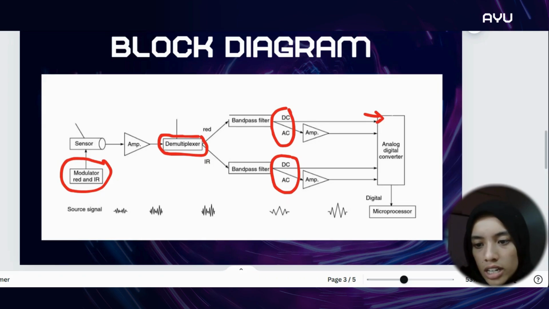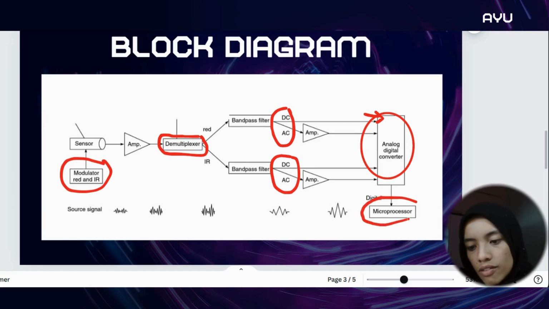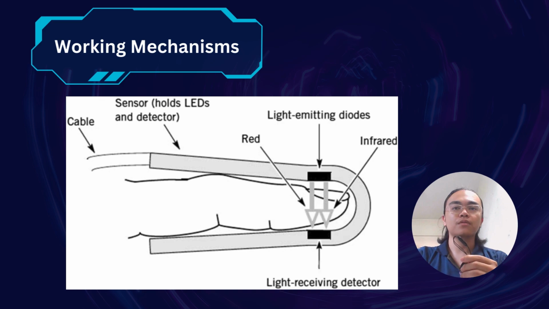And the next one here is the analog-to-digital converter itself. It represents a block for analog to digital conversion. And the last process here is the microprocessor itself. It represents the block to determine the blood oxygen level. So yeah, that is how we depict the diagram.